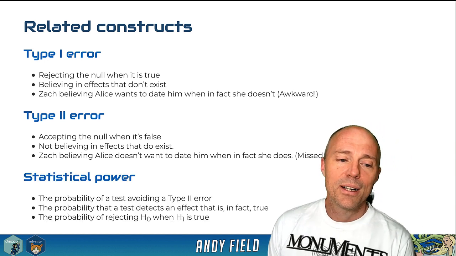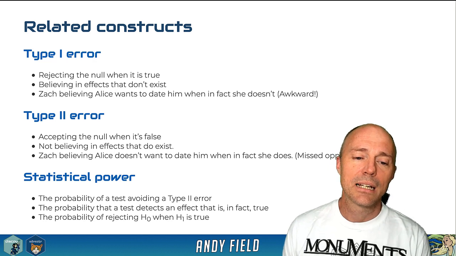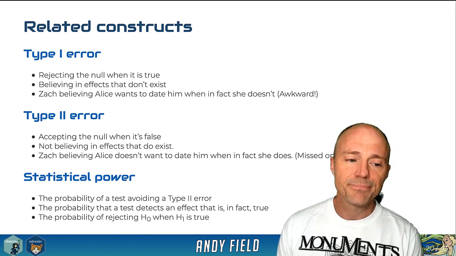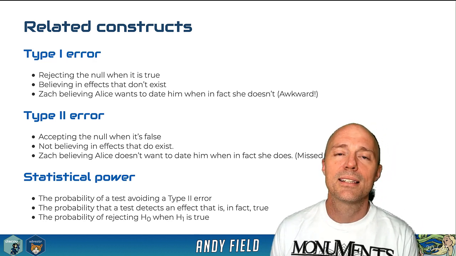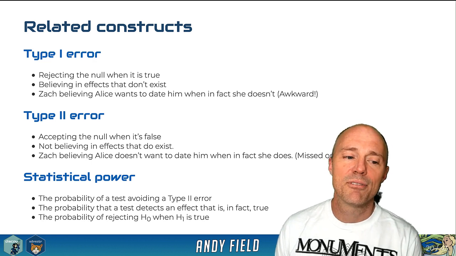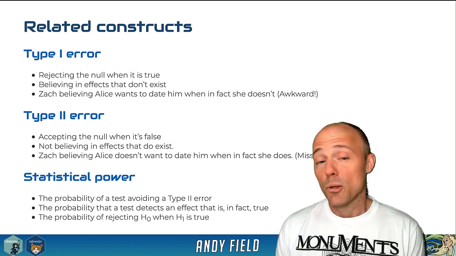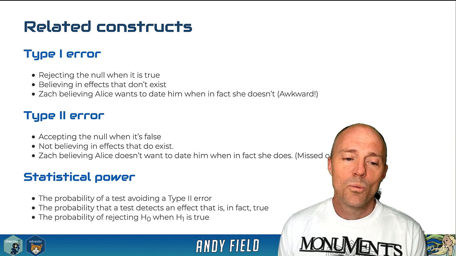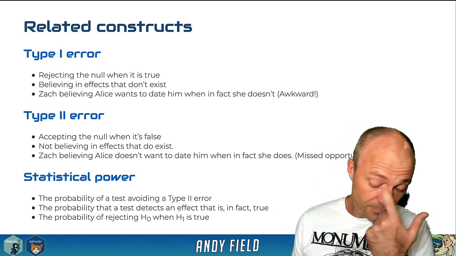And statistical power, it's the probability of a test avoiding a type 2 error. So in other words, it's the probability that a test detects an effect that is in fact true. Or another way of putting it, the probability of rejecting the null when the alternative is in fact true.